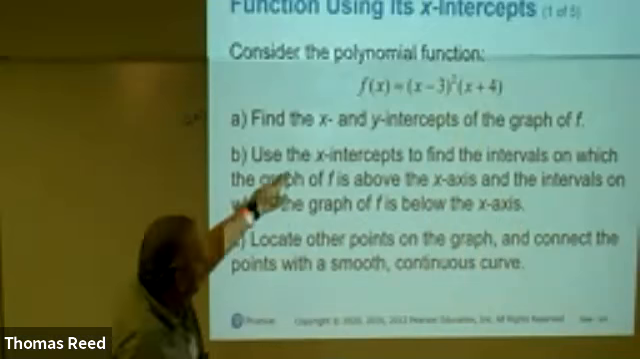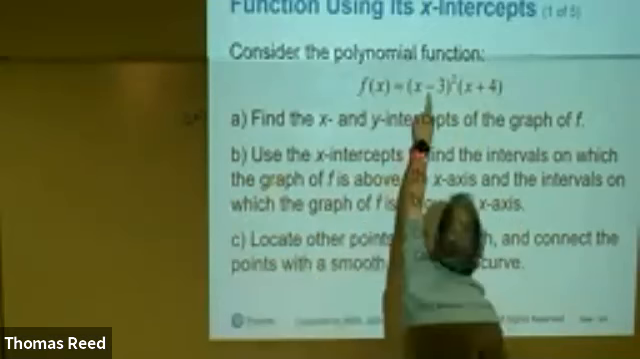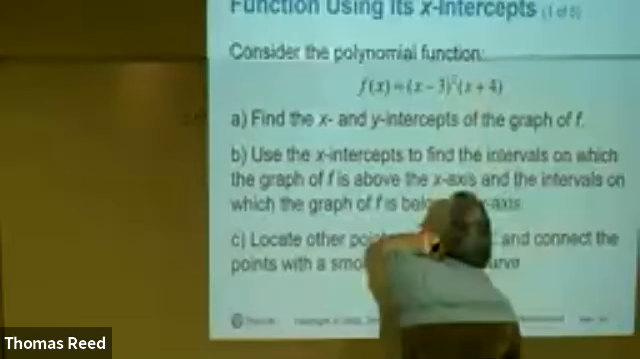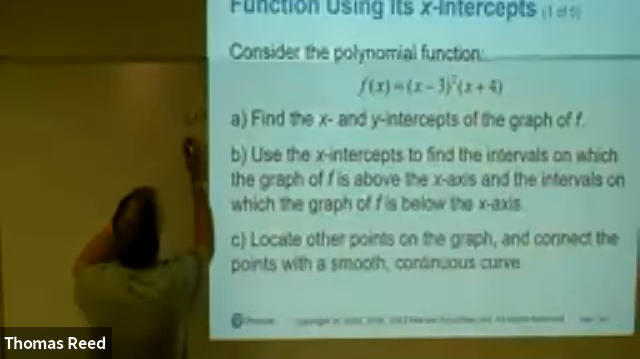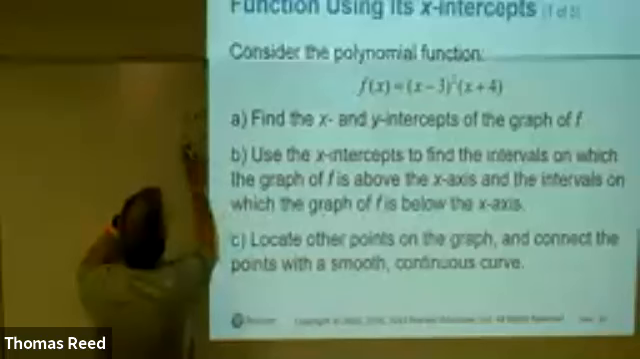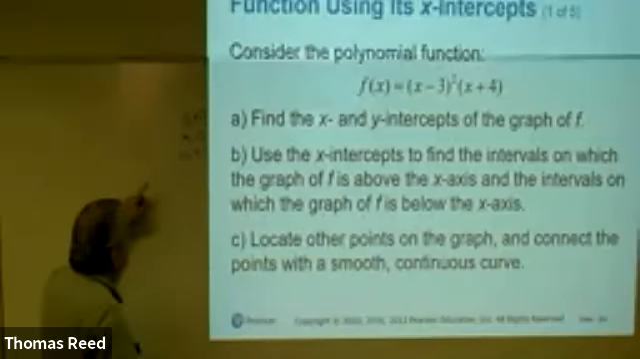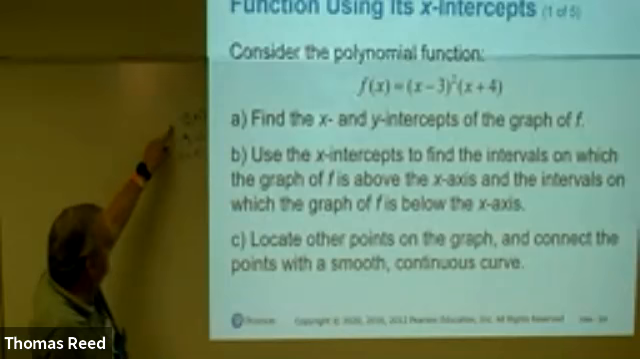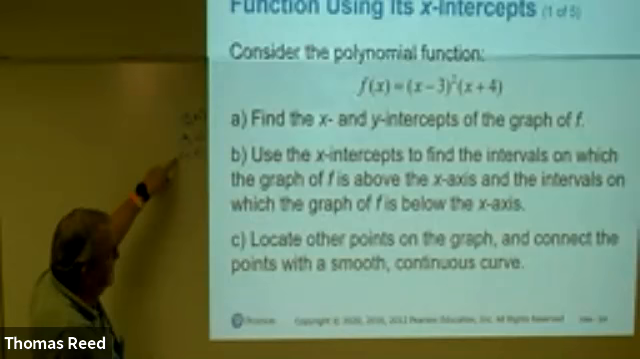The x-intercepts, well, that's 3 and -4. So we have the points (3, 0) and (-4, 0). So my y-intercept is the point (0, 36). My x-intercepts are (3, 0) and (-4, 0).